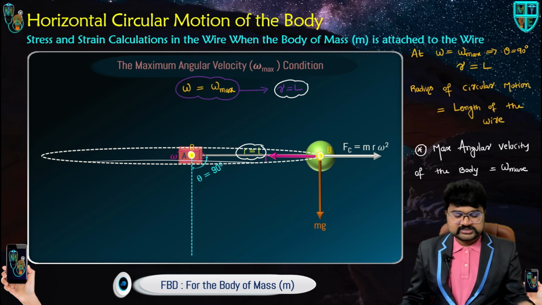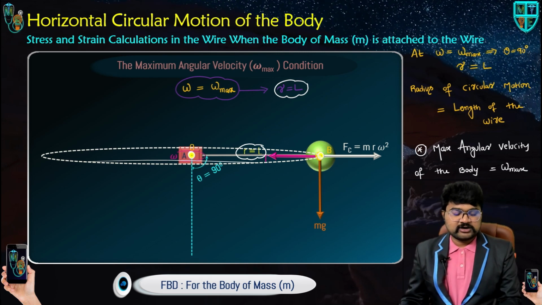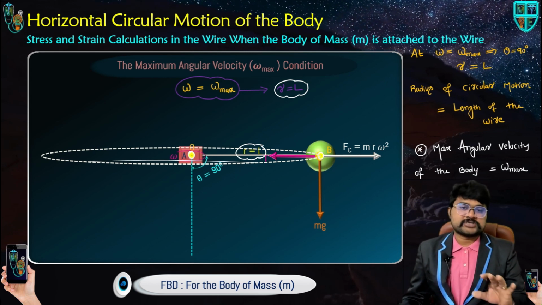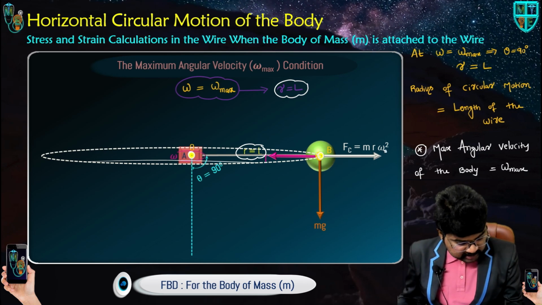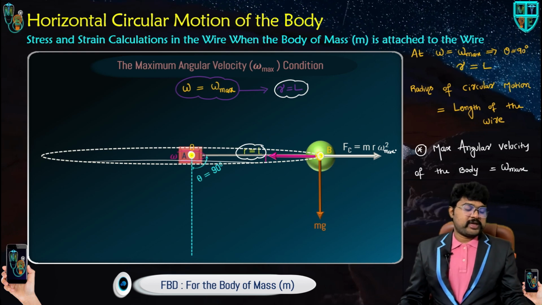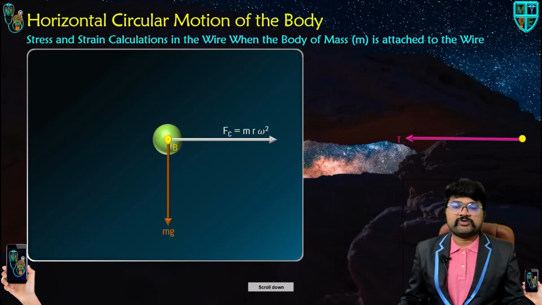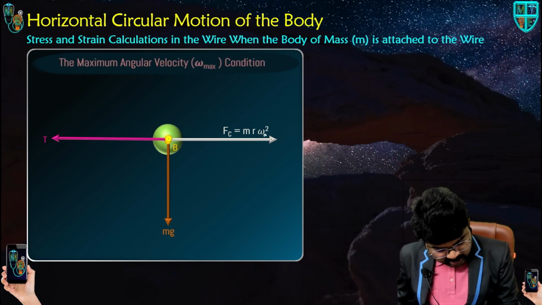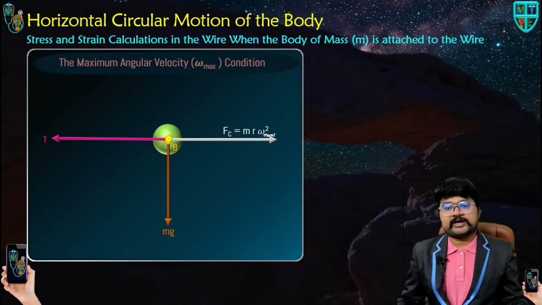Now, how to draw the free body diagram: weight acts in the downward direction, tension always pulls the body, and centrifugal force always acts away from the center of rotation. Here it is m R omega maximum square. Understood?